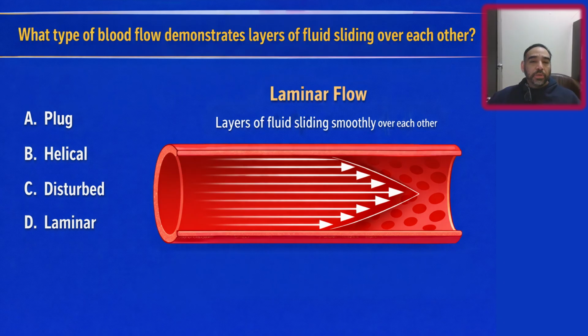The other answer, B, helical flow, is wrong because helical flow is spiral shaped. The blood moves in a corkscrew pattern, so it has a rotational component. This is not simple layered sliding. It involves twisting motion, so it doesn't match the definition given in the question. And the last answer that was incorrect was C, disturbed flow. Disturbed flow is just messy. It includes turbulence, eddies, and swirling. The layers break down and they mix, and that is the opposite of smooth layered movement.